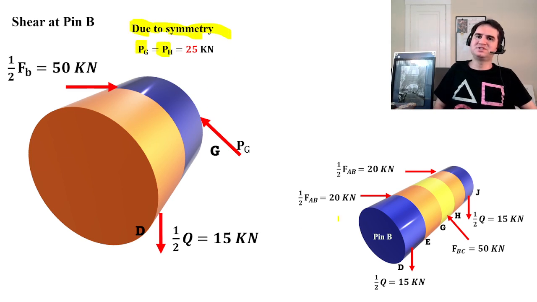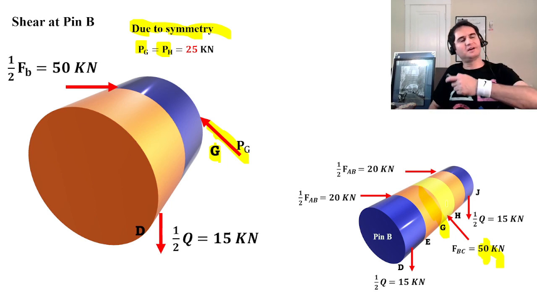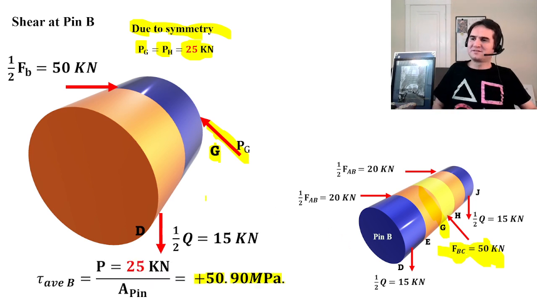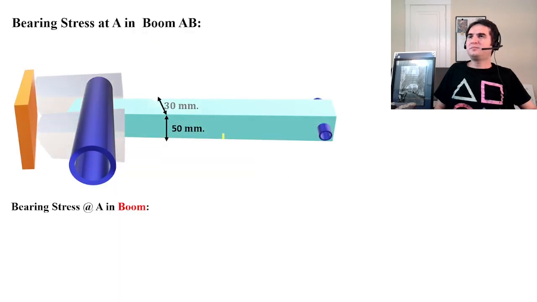PG is equal to PH. This is G halfway through, and that's PG. And we have half of this 50 applied to the right, and the other, due to symmetry, to the left. So we can just go by half of the force at the rod. So in that sense, average shear at B is 25, our area of pin, and that's again a positive 50.90 megapascal.